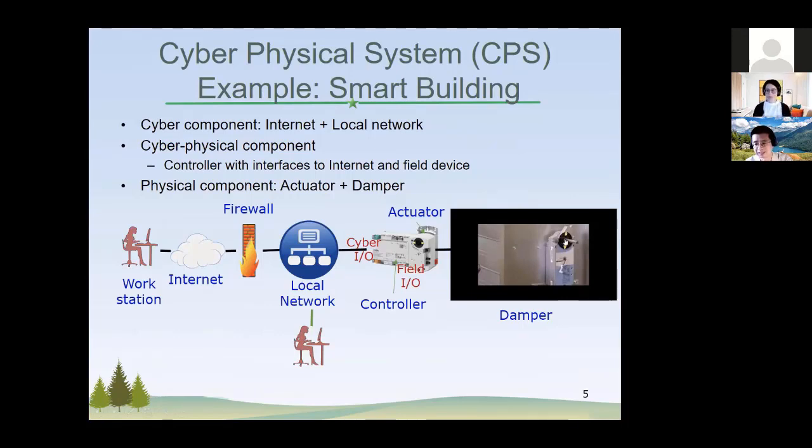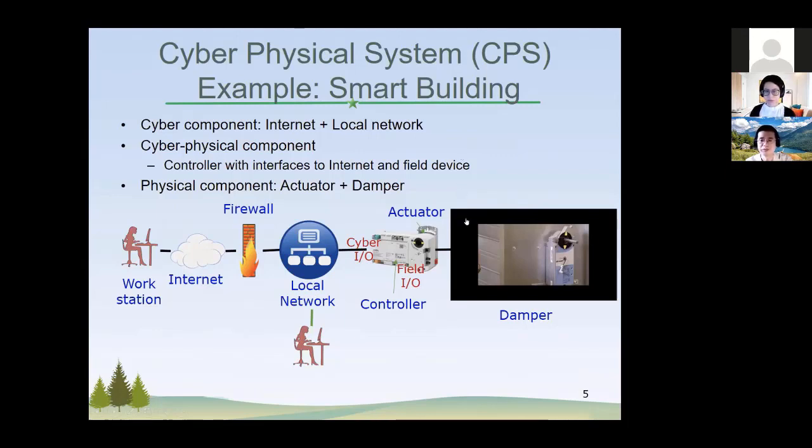You can see there's a handle here, right? And this will be attached to here. Then we can send a command to this controller. The controller is like this one. The command can be sent to the controller, and then the controller can rotate the handle to open or close the damper. This is a typical smart building application. People often call this a cyber physical system.